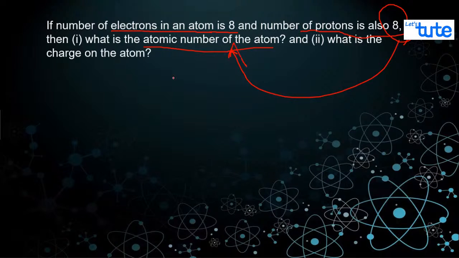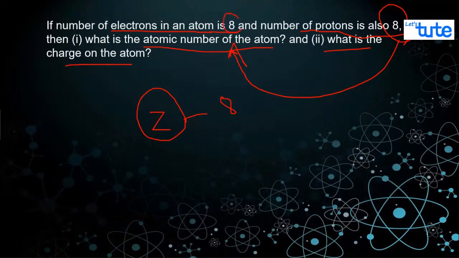So how do we denote atomic number? Atomic number is denoted by Z. So the atomic number of this particular atom is 8. What is the charge? They have asked what is the charge of the atom. Now remember, if the number of electrons and the number of protons are the same, the charge is neutral. What is the charge on the atom? The charge is neutral. I hope this question is very clear to you guys.